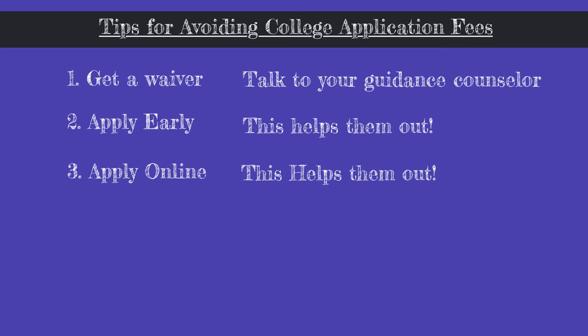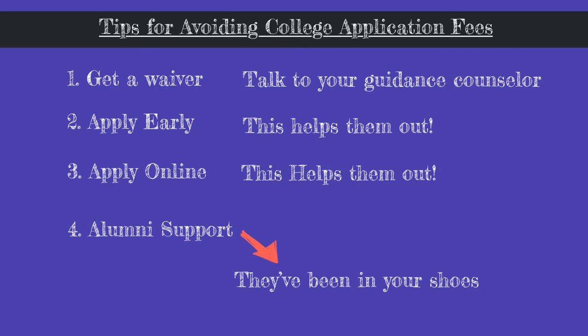So take a look at the schools you're applying to and ask if they have a waiver if you apply online, or you can simply type into the internet free college applications, and you can see what schools have that feature available. And lastly, alumni support. The good thing about alumni is that they've been in your shoes. So they know the expense and the experience of applying for multiple colleges. So maybe go to an alumni office, or if you personally know an alumnus from that school, speak to them about perhaps getting a waiver.